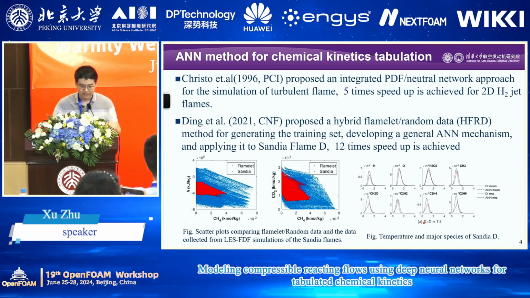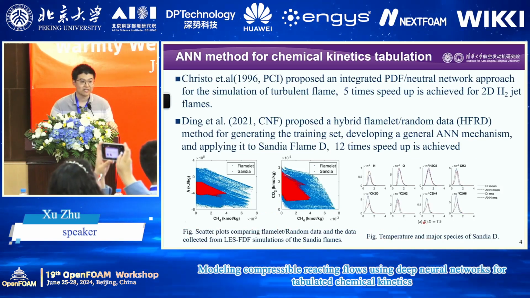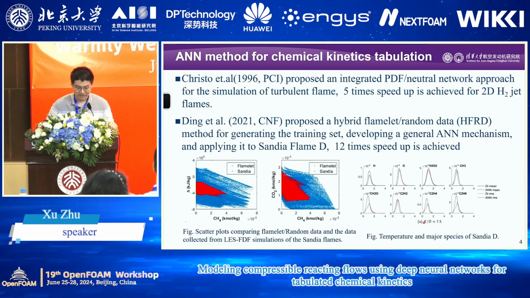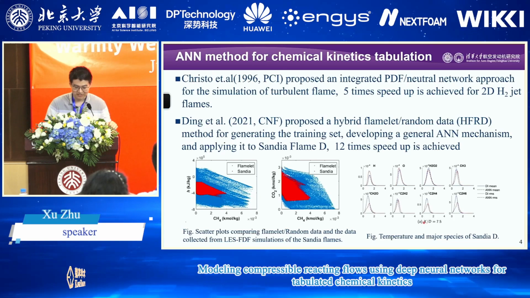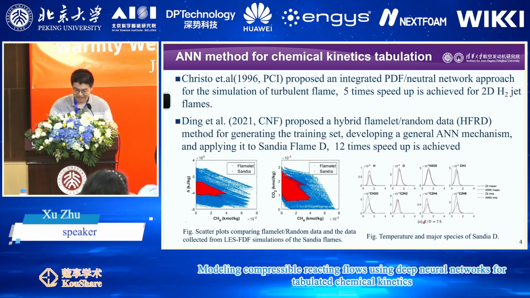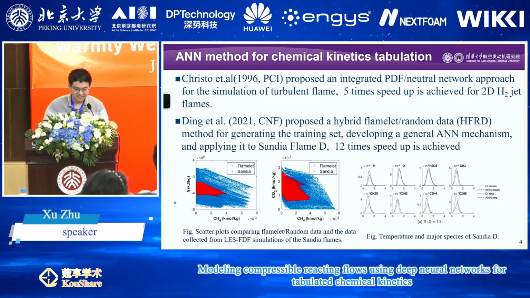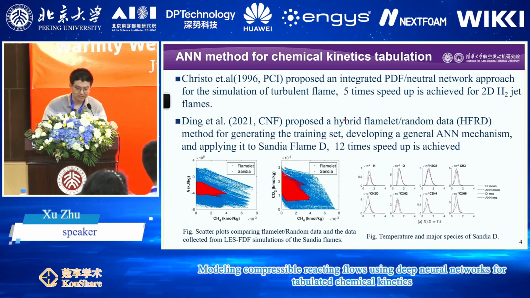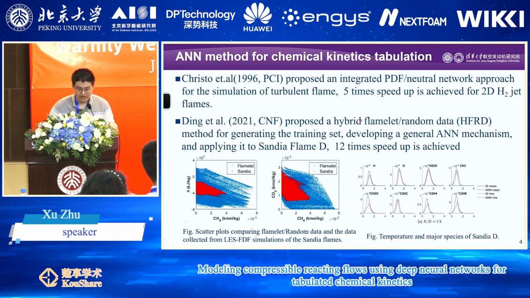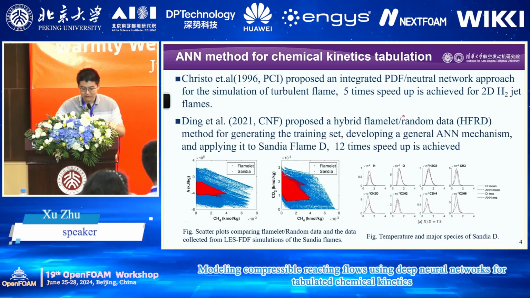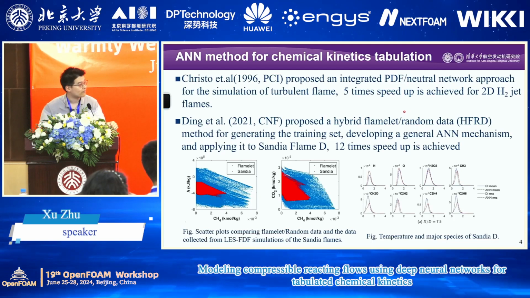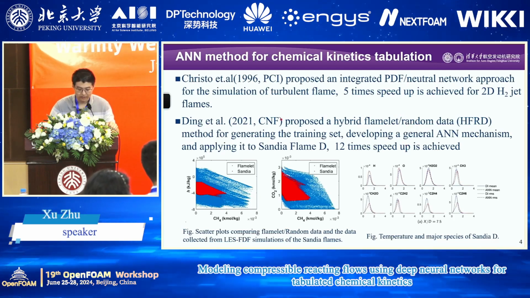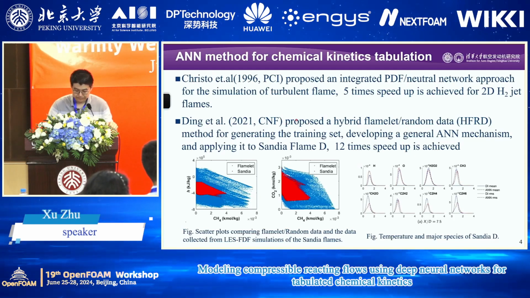So actually, the ANN method for chemical kinetics tabulation is nothing new. In 1996, when my supervisor was pursuing his PhD degree, his fellows were doing the same thing as we do nowadays. Christo, in 1996, first proposed an integrated PDF neural network approach for the simulation of turbulent flames, and he got a 5 times speed up for 2D hydrogen jet flames. So why is the topic hot again in recent years? Well, this paper by Dean in 2021 could explain why.